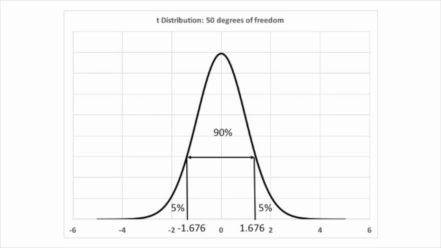So now you can go back to your t-distribution with 50 degrees of freedom. You can fill in the values. The value of 1.676 corresponds with the top 5%, or the 5% in the right tail, and a t-statistic of minus 1.676 corresponds with the bottom 5%. That's because your t-distribution is symmetric.